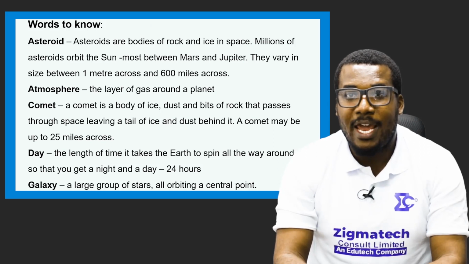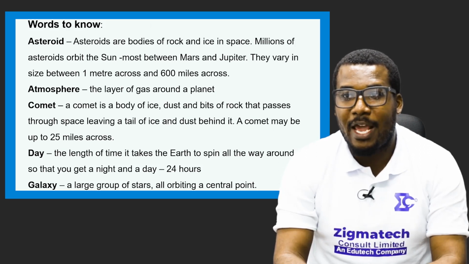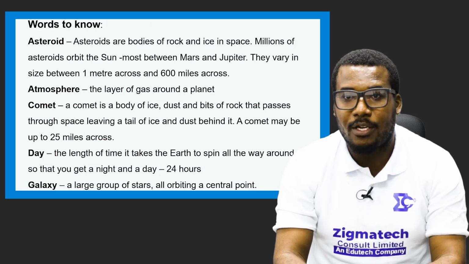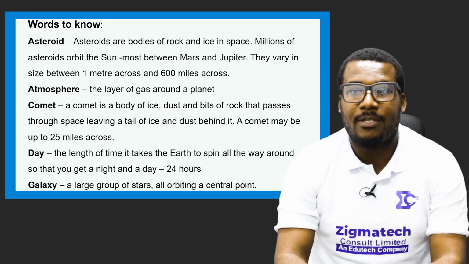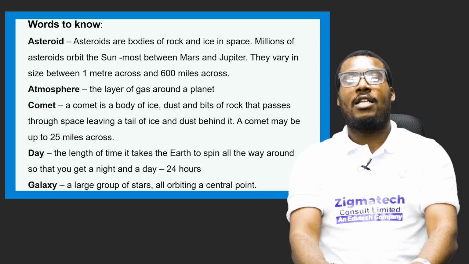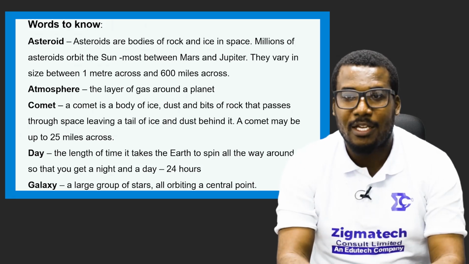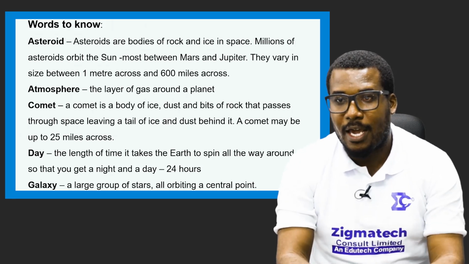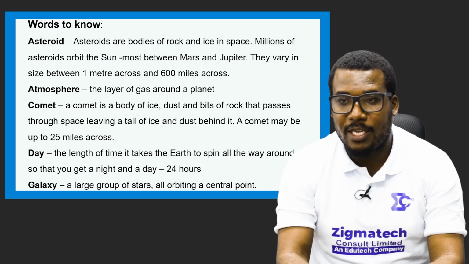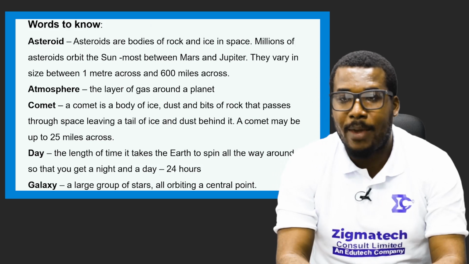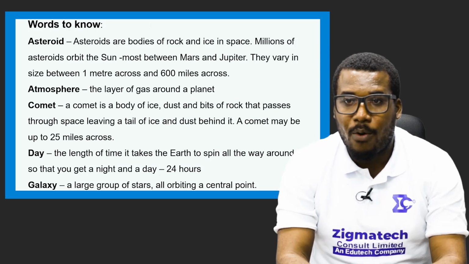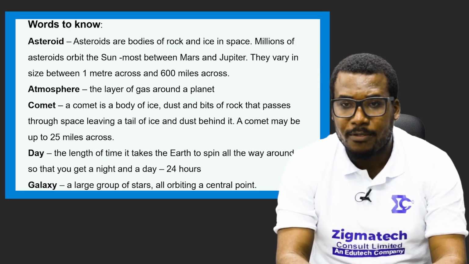We also have the day, the length of time it takes for the Earth to spin around, so that you get to the night, which is the shadow side of the Earth. 24 hours, that's how long it takes for a complete revolution to make a day. A day and a night make 24 hours.